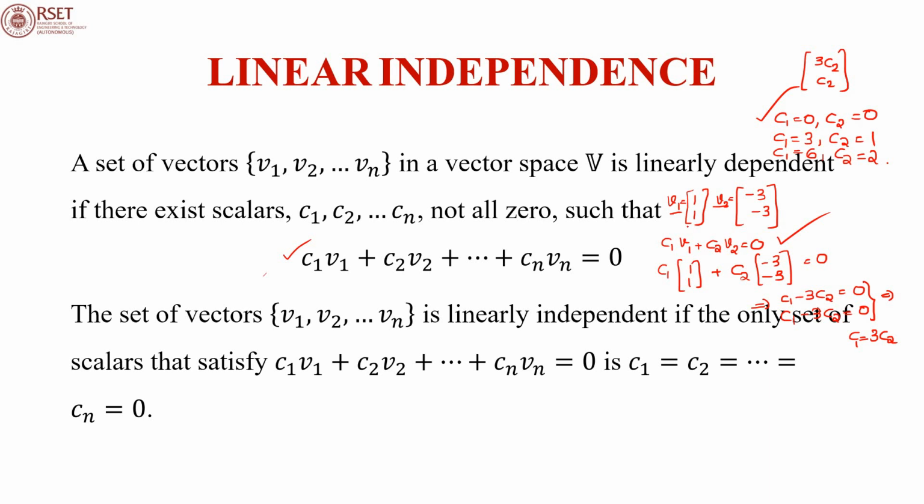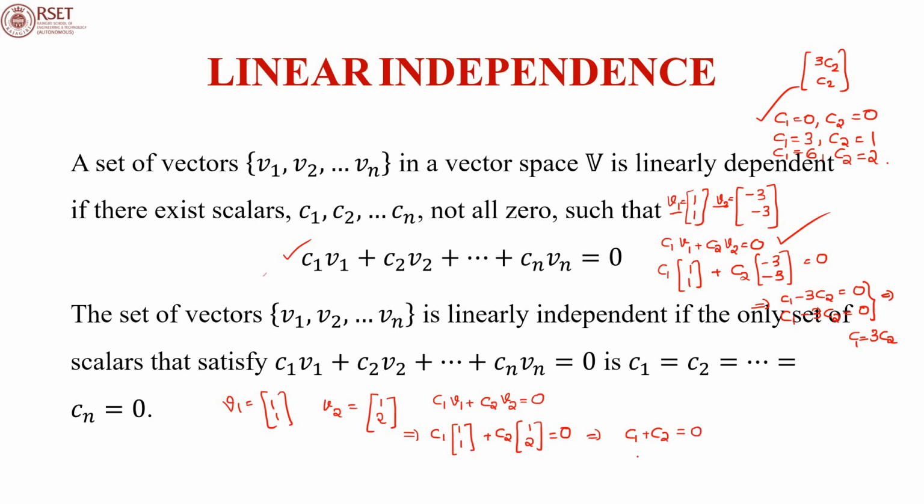So from this example, we see that V1 and V2 are not linearly independent. But what if I am considering the vectors V1 equal to (1, 1) and V2 equal to, say, (1, 2)? Let us check if they are linearly independent. Again I am considering the equation C1 V1 plus C2 V2 is equal to 0. This implies that C1 times (1, 1) plus C2 times (1, 2) is equal to 0, which implies that C1 plus C2 is equal to 0 and C1 plus 2C2 is equal to 0.